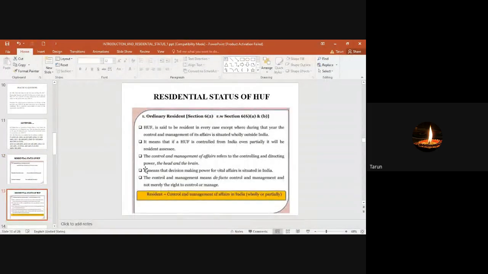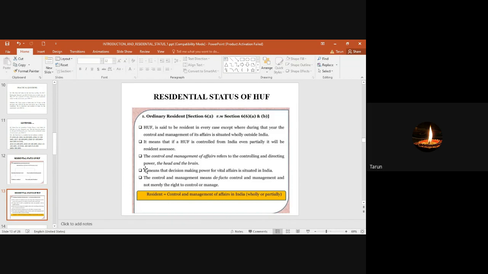So when we talk about the Hindu undivided family, we always talk about the Karta. Karta is that particular member who has the power to control and manage the affairs of the family, and he is the head and brain of it as well.